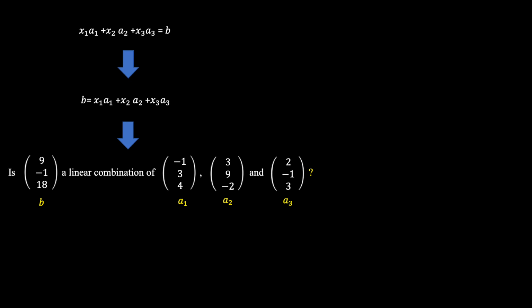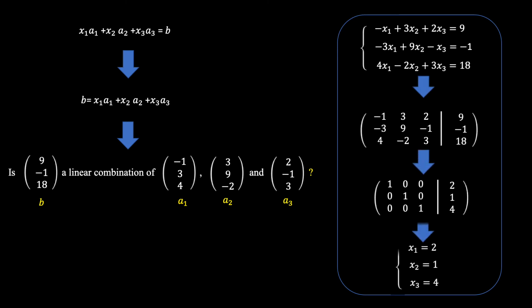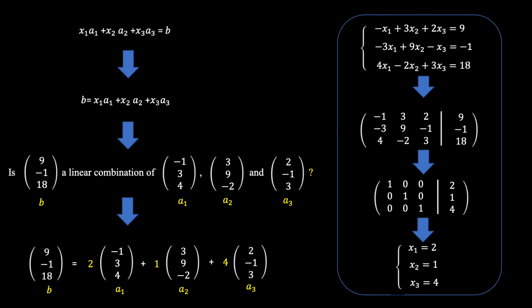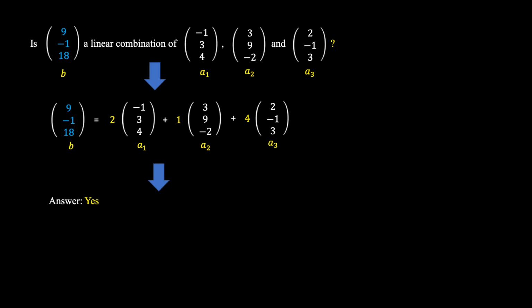In this example, using Gauss-Jordan elimination, we can get a unique solution with x1 equals 2, x2 equals 1, and x3 equals 4. That holds the equation. We now can confirm that vector b is a linear combination of vectors a1, a2, and a3.